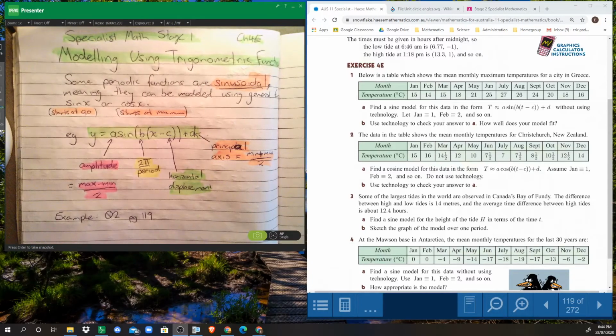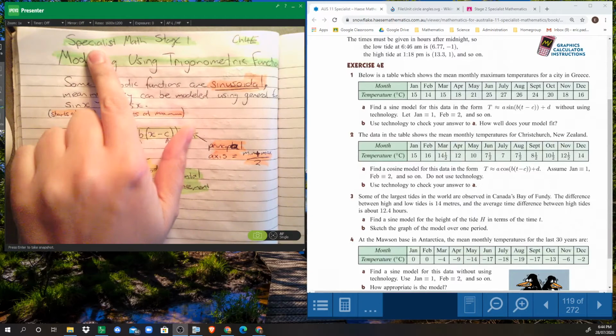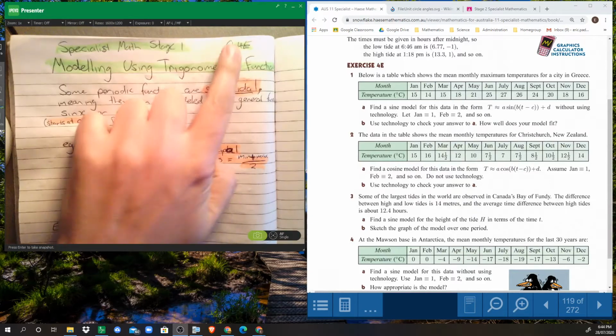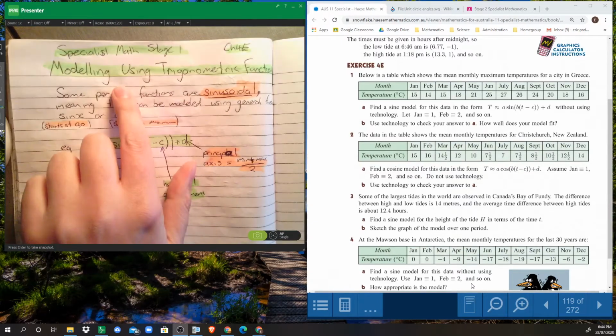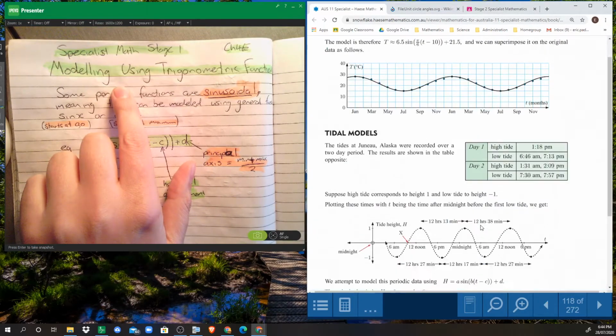Welcome. We are doing another video for Specialist Math Stage 1. We're looking at Chapter 4E, and this is modeling using trigonometric equations.